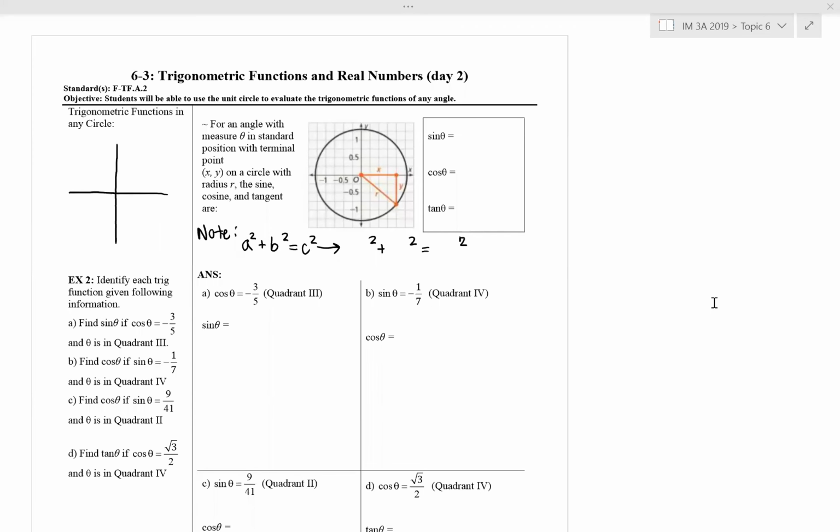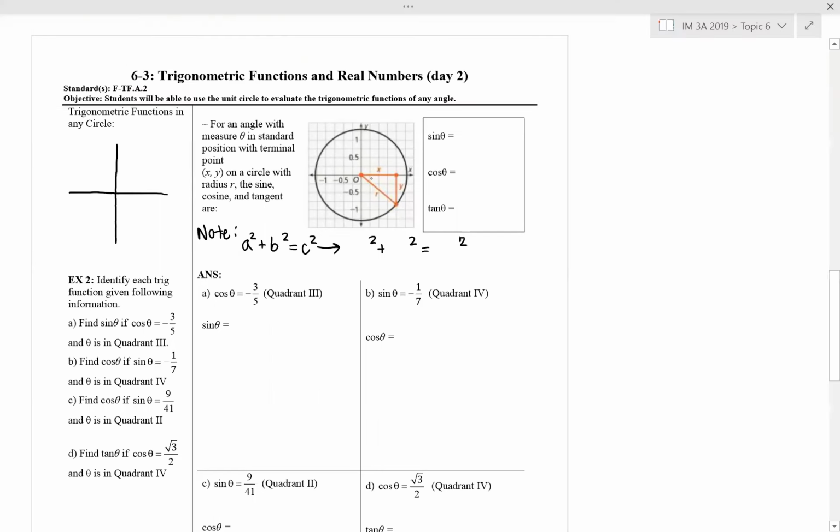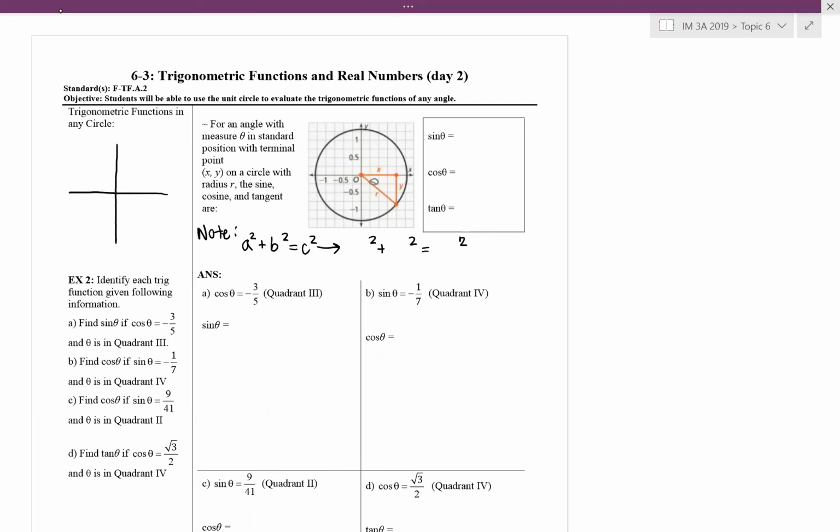Okay, so for the second day of trig functions and real numbers, we're going to talk about angles on any circle. So in the previous lesson, we talked about angles in the unit circle, so specifically where the radius of the circle was 1. And so in this case, the radius of our circle is not always 1, so we're going to call it r.